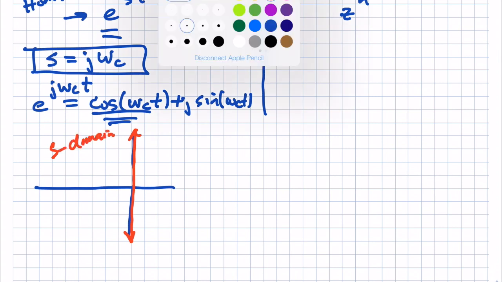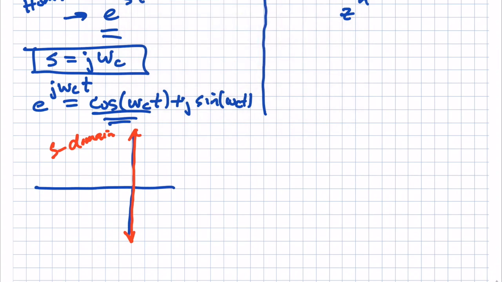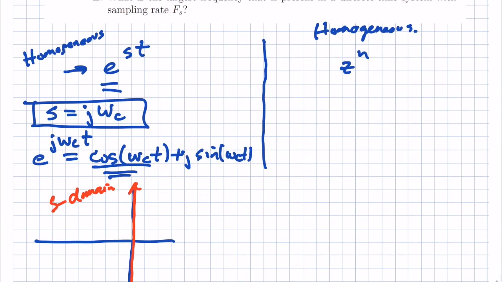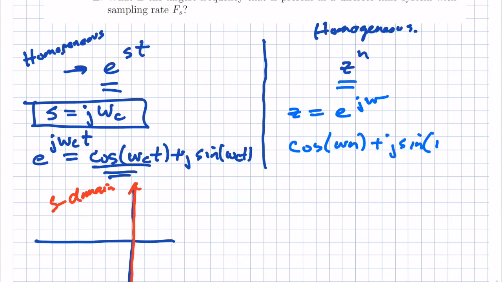All right, so let's do the same thing over in discrete time. The form of the solution for the homogeneous solution for difference equations, we've talked about that. That's z to the n. So how would I get a sinusoid out of that? Well, we've talked about that before as well. You let z equals e to the j omega. So that would give me, plugging in, cosine of omega n plus j sine omega n, and as before I take the real part and I get back a sinusoid.